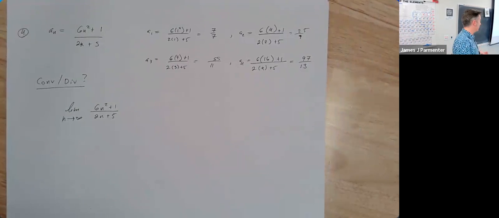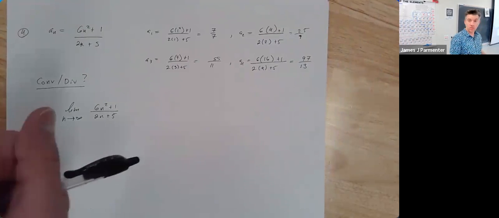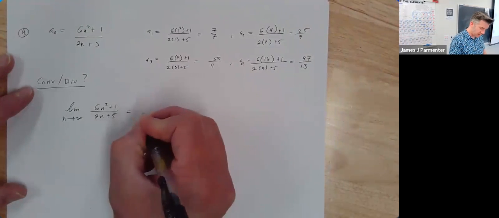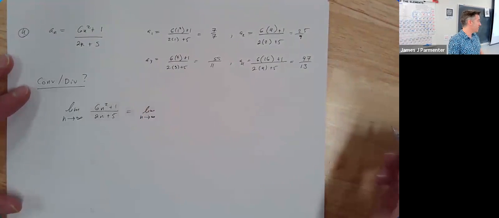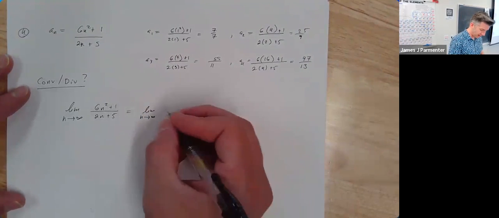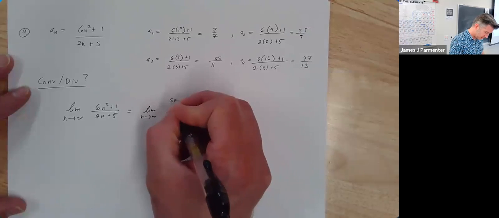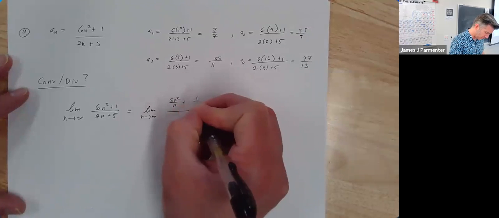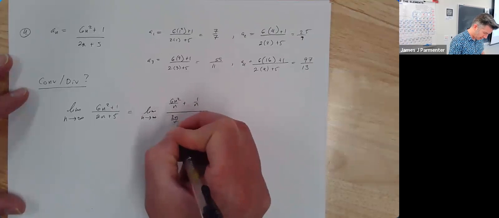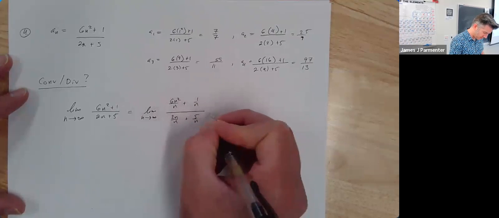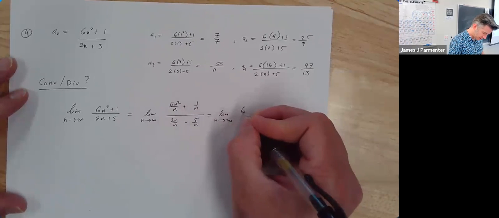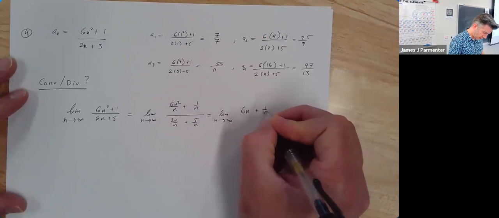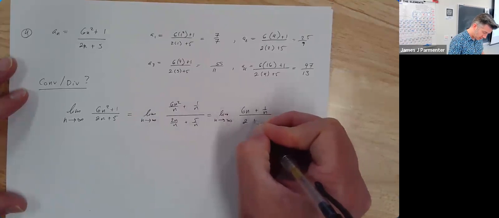You can just say that and say the limit's going to be infinity, or you can do a little bit of work. You can do the same kind of thing we did before and divide everything by n to the highest power that's in the denominator. If I divide everything by n, 6n squared over n, 1 over n, 2n over n, plus 5 over n, we get the limit as n goes to infinity of 6n plus 1 over n over 2 plus 5 over n.